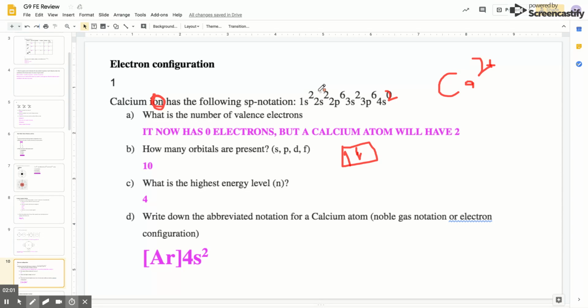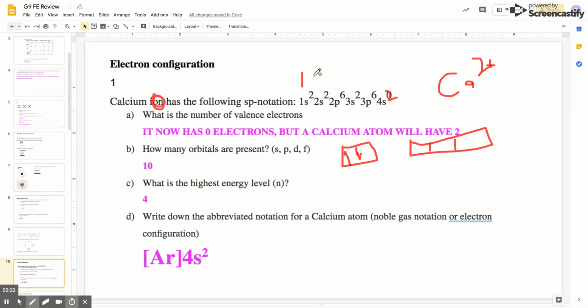So 1, 2. The p block has 3 orbitals, right? So the p block is going to be something like this: 1 orbital, 2 orbital, and the 3rd orbital. So that's 1, 2, and then it has 3. So total now so far is 5, right? Another s block again has 1 orbital, so that's 6. Another p block has 3 orbitals, so 3 plus 6, that's 9. And then you have 4s2, s block again has 1. So we're looking at 10 in total.